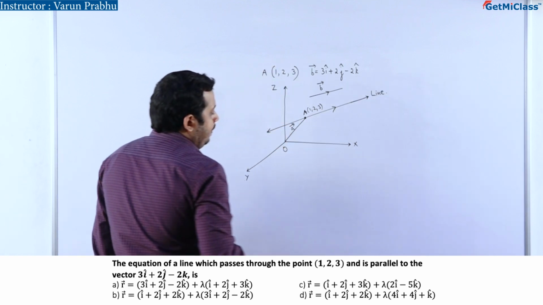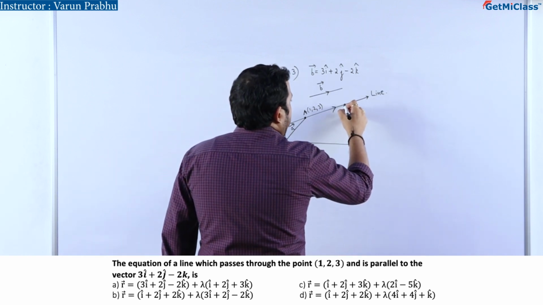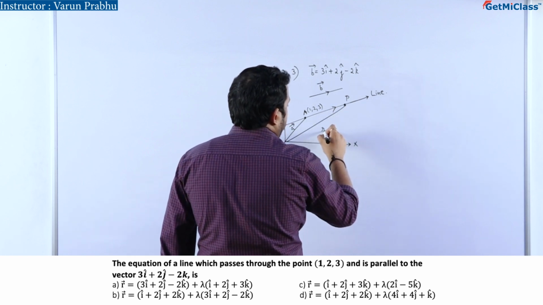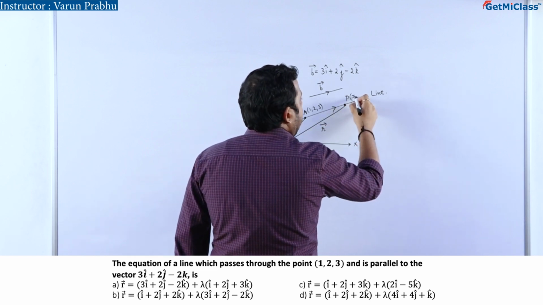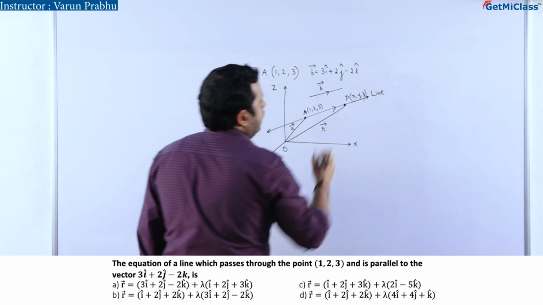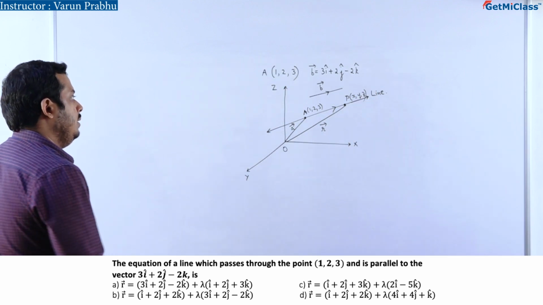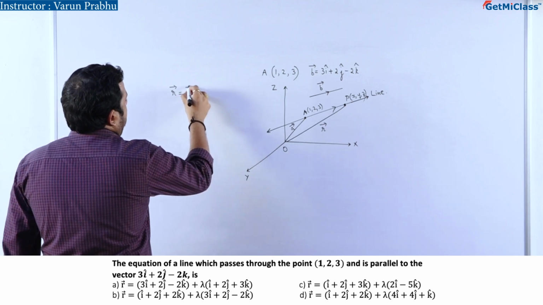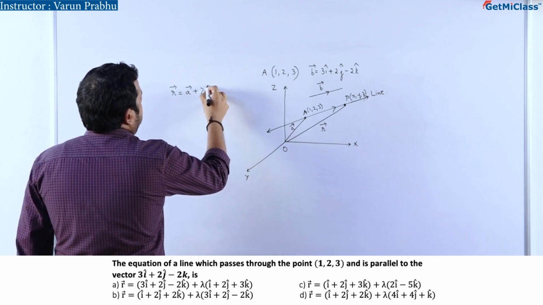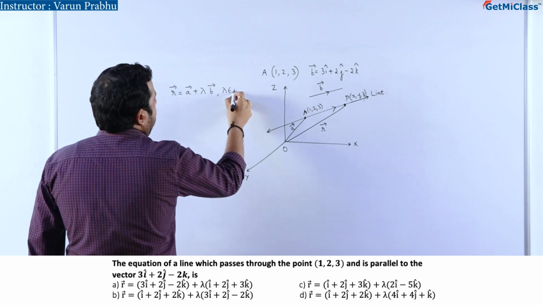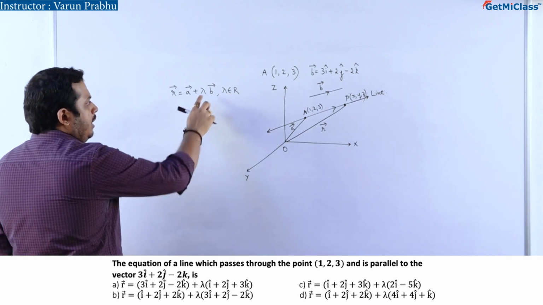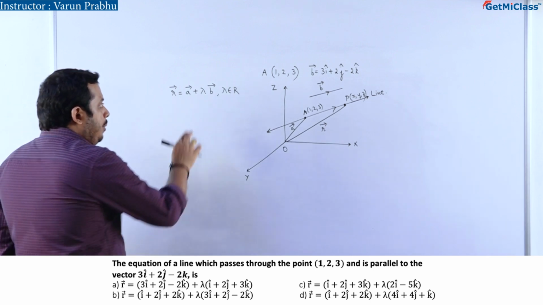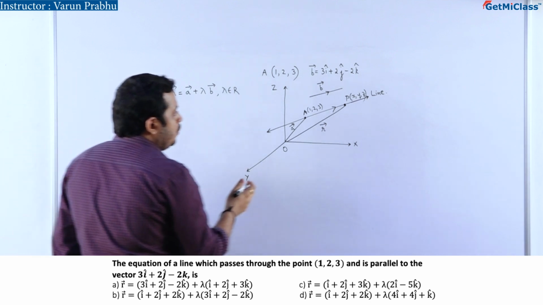Is it okay? So let me consider an arbitrary point, point P, whose position vector is vector R. I will consider the coordinates of the point P to be x, y, z. So what is the vector equation of this particular line? Vector R is equal to vector A plus lambda times vector B, where lambda belongs to the set of real numbers. It can be any constant, lambda, mu, alpha, theta, anything you take, depending upon what is given in the option.